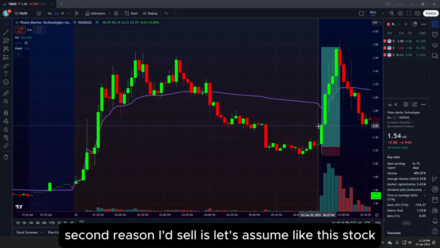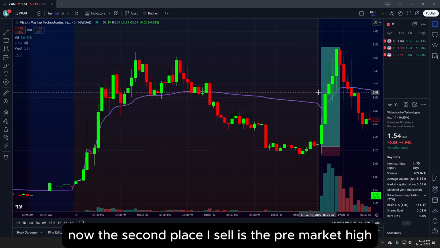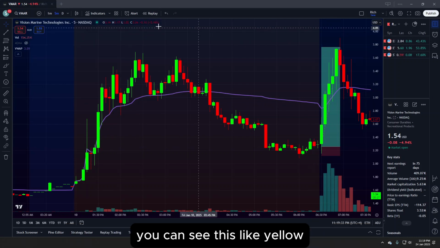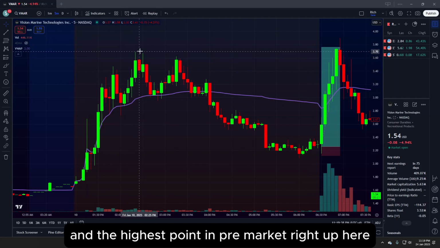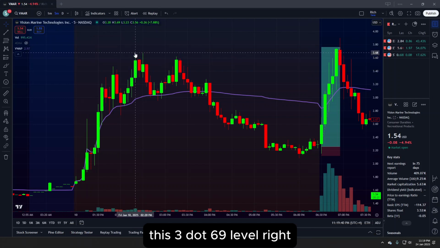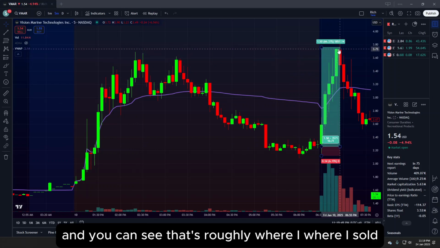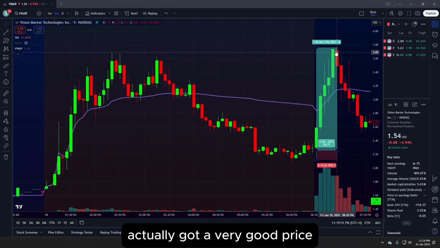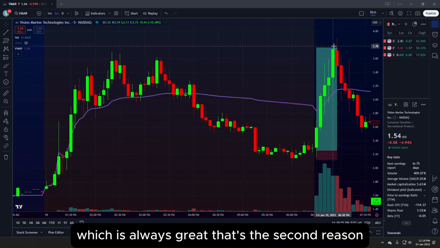Second reason I'd sell is, let's assume like this stock, it goes above VWAP. Where am I gonna sell now? The second place I'd sell is the pre-market high. You can see this yellow box over here is all pre-market. And the highest point in pre-market, right over here, this 3.69 level, right? This is the pre-market high. So when this stock opens and it hits this 3.69 level, that's where I'm gonna sell. And you can see that's roughly where I sold. I actually got a very good price. I ended up selling a little higher than the pre-market high, which is always great.